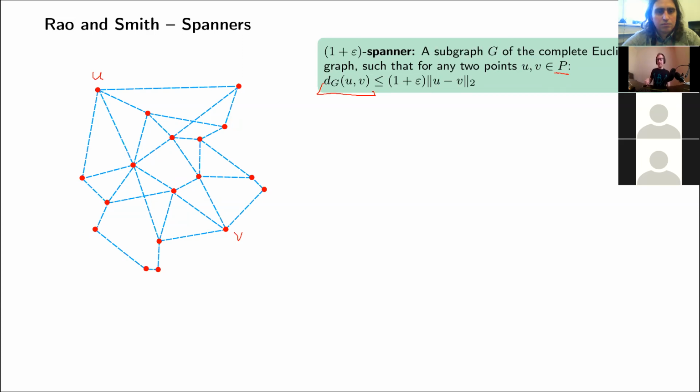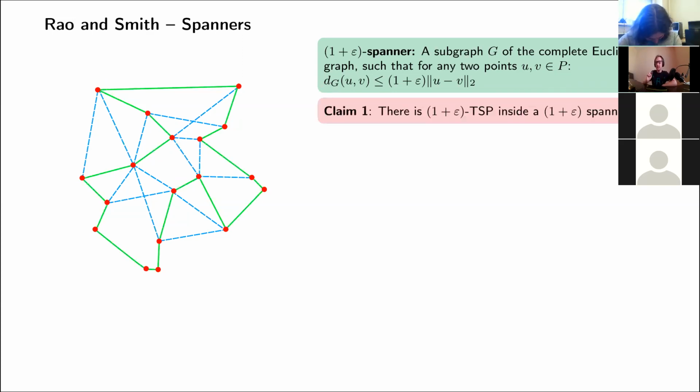And this is what is known as a 1 plus epsilon spanner. It's a geometric graph. So to get an approximation in this graph, you would get that the shortest path in this graph is this, and it would be a 1 plus epsilon approximation of this distance. Okay, now the nice claim about the spanner. To solve the TSP, you basically need to look at the spanner, and you will get a nice 1 plus epsilon approximation.